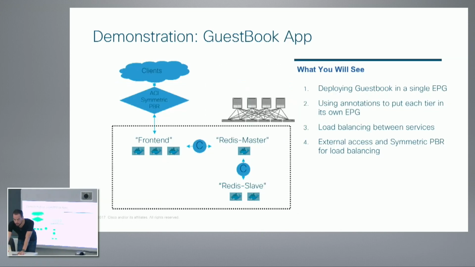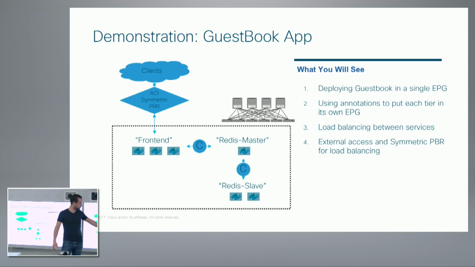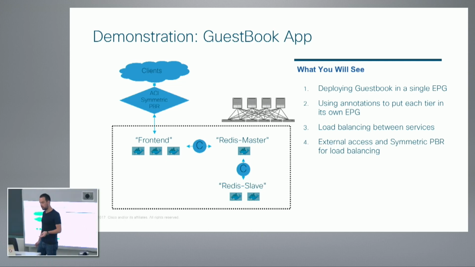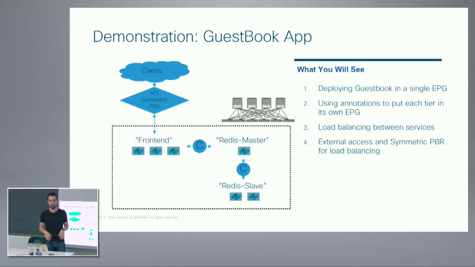In the interest of time, let me pick up the speed and show a quick demo. I am going to launch on a freshly installed system a 2-tier guestbook app. It has a web front end, and it has a Redis backend, 1 container for Redis master, 2 containers for Redis slave, and the front end is 3 containers. I'm going to launch that application into a single EPG, into the default catch-all EPG. You're going to see I just do the deployment. It gets placed in its own EPG. Then we're going to apply labels to the different tiers to move them to corresponding EPGs.